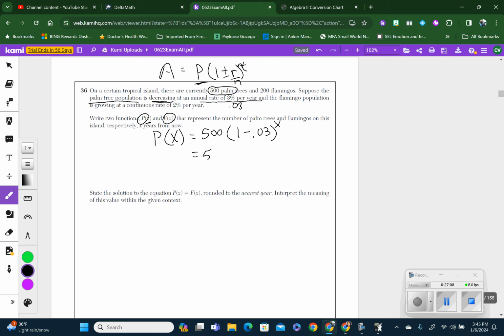If I wanted to simplify this, I could write 500 times 0.97, right? A dollar minus 3 cents is 97 cents, to the x, and that's what p of x is, okay? So there's my p of x function.